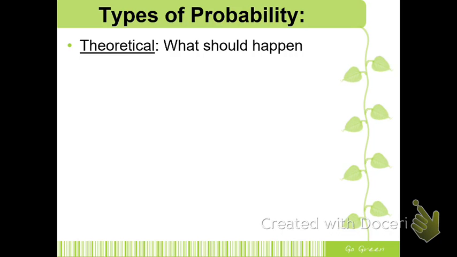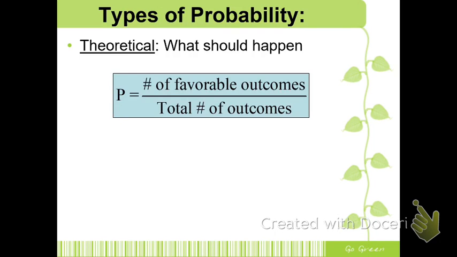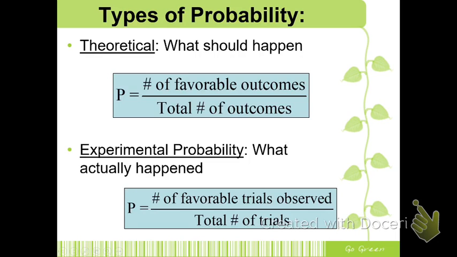There are two types of probability, theoretical and experimental. Theoretical is when you use formulas to try to predict what should happen, whereas experimental means that you actually do an experiment. You actually roll a die a number of times. You actually flip a coin a number of times.